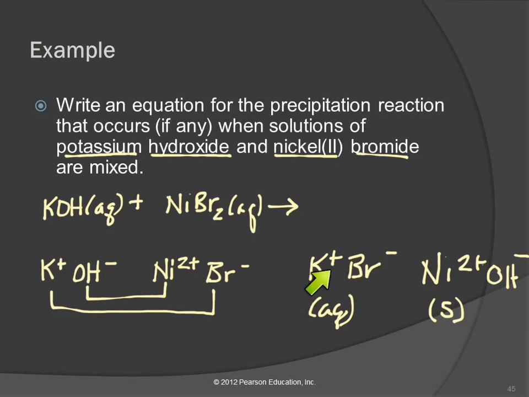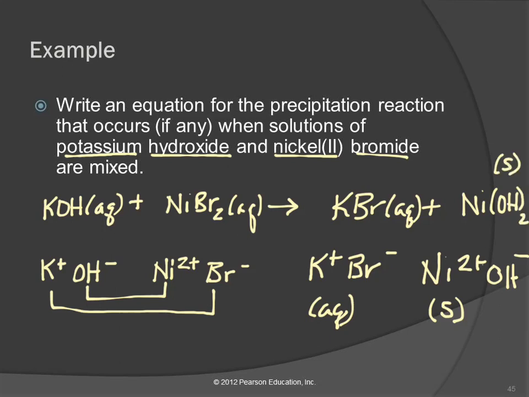K+ and Br-, the charges are the same but opposite in sign, so we just need one of each. K, Br, and then I'm going to put aqueous in parentheses. And then over here I've got nickel 2+ and hydroxide minus. So I need 2 hydroxides to balance the charge on the nickel. So this is going to be Ni(OH)2, and I ran out of space. And that has the state symbol S, because that's our precipitate.